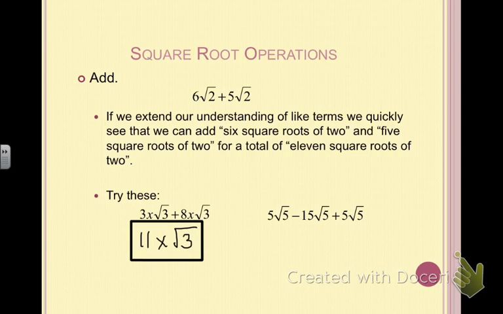5 square roots of 5 minus 15 square roots of 5 plus 5 square roots of 5. 5 minus 15 plus 5 is negative 5. So the result would be negative 5 square roots of 5.